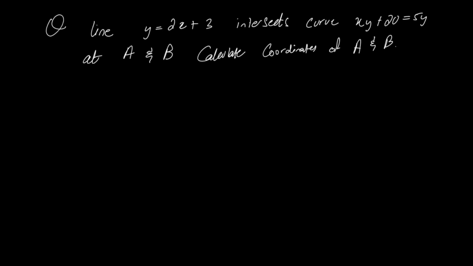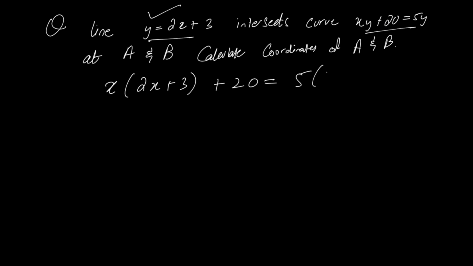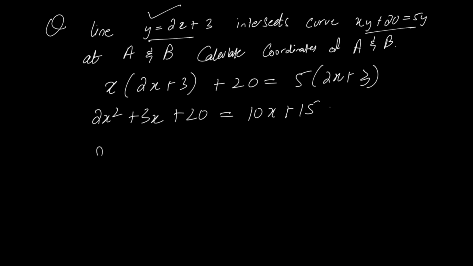Again in this question, there is a linear line and there is a curve. So this is a made-up equation. We can just directly use it. So x into 2x plus 3 plus 20 is equal to 5 into 2x plus 3. So 2x square plus 3x plus 20 is equal to 10x plus 15. 2x square, that will become minus 10x, and plus 3x will give you minus 7x. Then you'll have plus 5 because that 15 will become negative. So this is the equation you'll have.